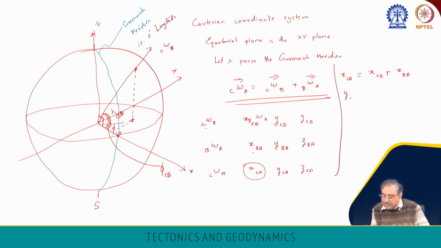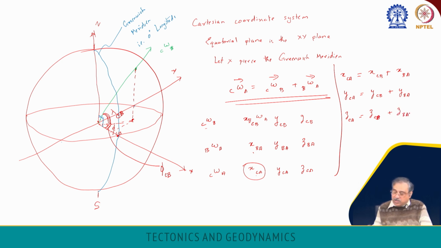Similarly, y ca can be written as the sum of the y components of cb and ba, and just the same for the z component, that would also be the sum of the z components of cb and ba. So if we just add these values, we can get the x, y and z values for each of these components here directly.